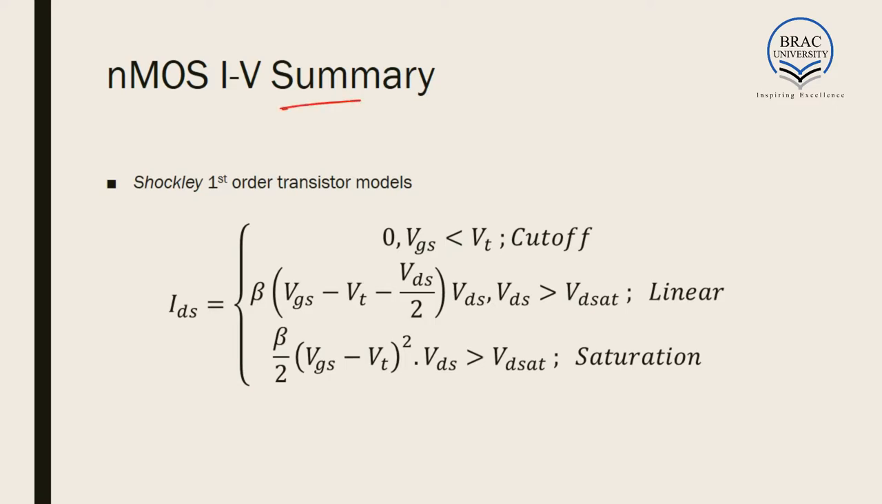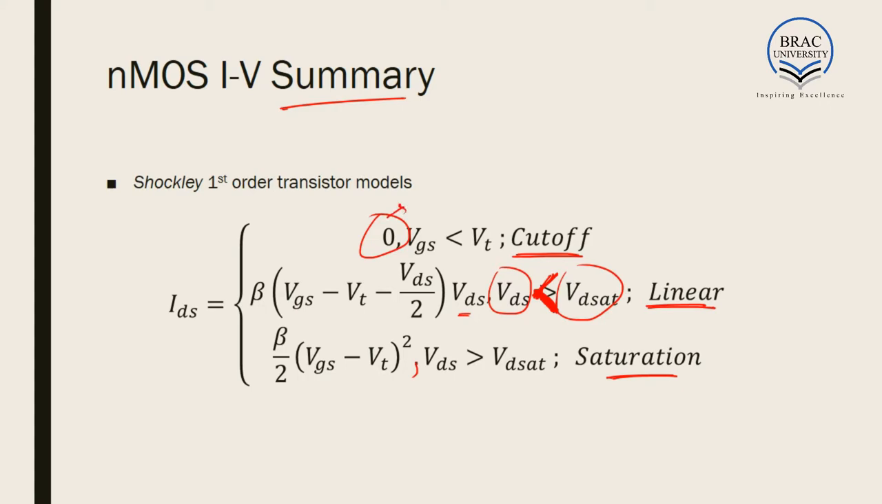So if we look at the summary of IV characteristics, when the region is cutoff, the current flowing through is zero, that is no current flows through the MOSFET. When the region is linear, as linear means the drain to source voltage is less than the saturation voltage VDSAT, we get IDS is equal to beta into (VGS minus VT minus VDS by 2) whole into VDS. And when VDS is greater than VDSAT, we reach the saturation region, and we get IDS is equal to beta by 2 (VGS minus VT) whole square.